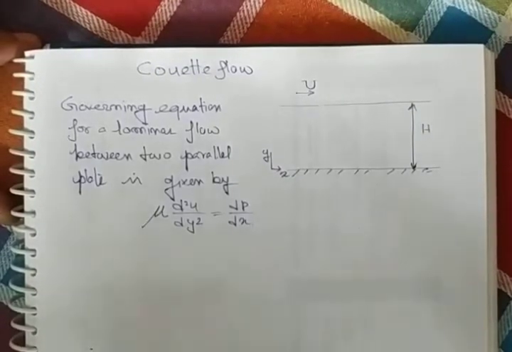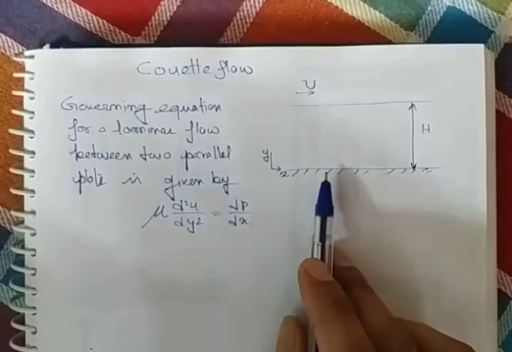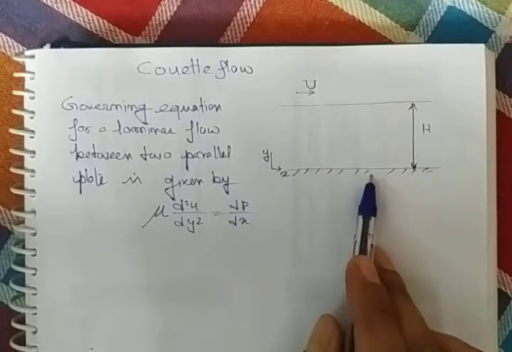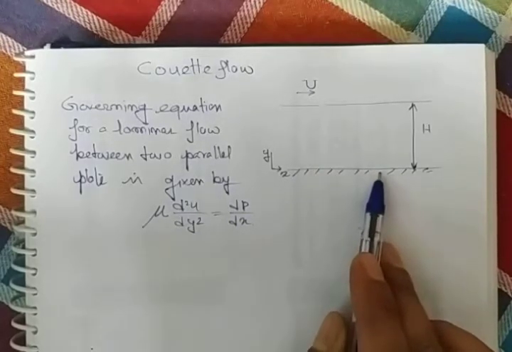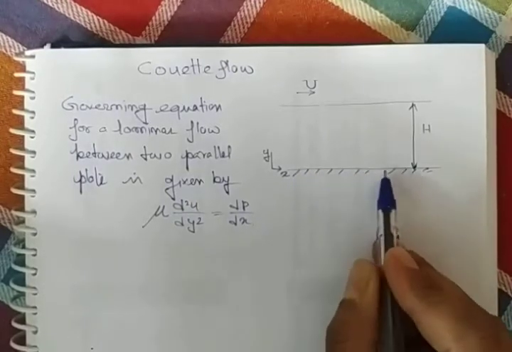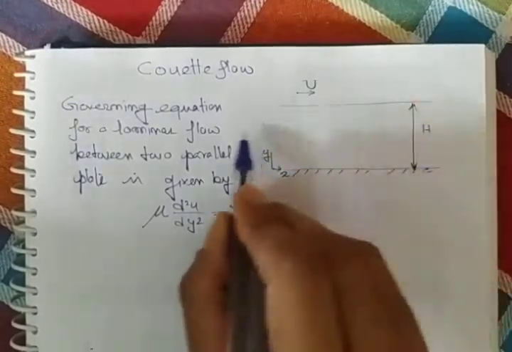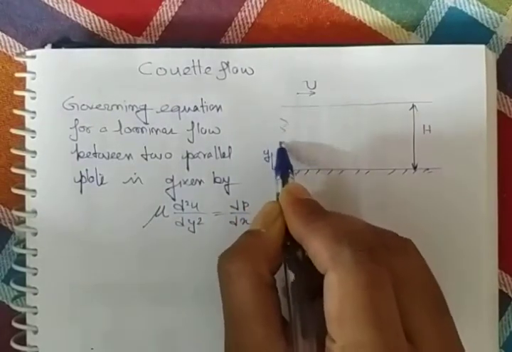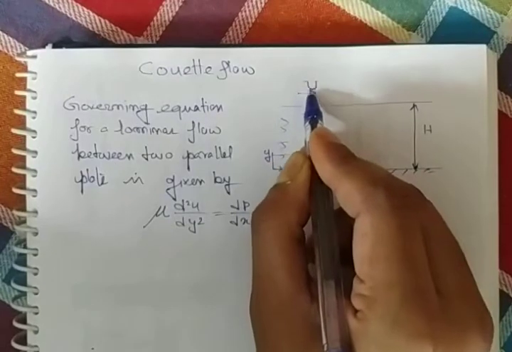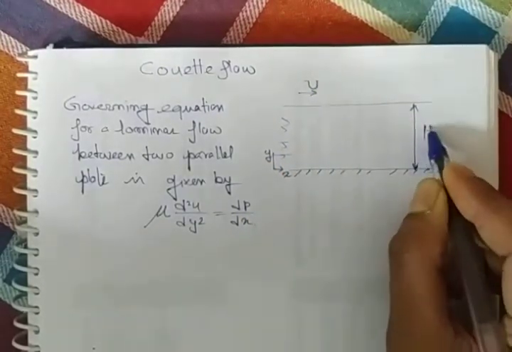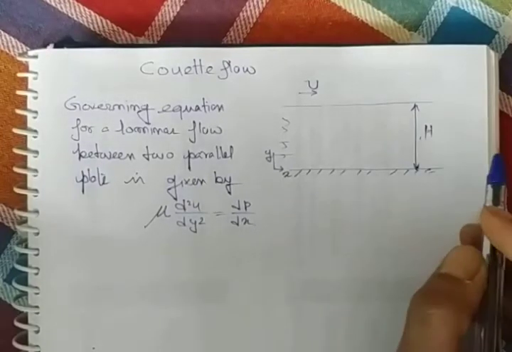Today we discuss the Couette flow, which is the special condition of a laminar fluid flow between two parallel plates. Here the lower plate is fixed and the upper plate is moving in the direction of the flow with a uniform velocity capital U. This distance is supposed to be h.